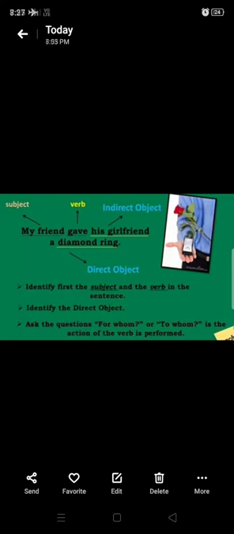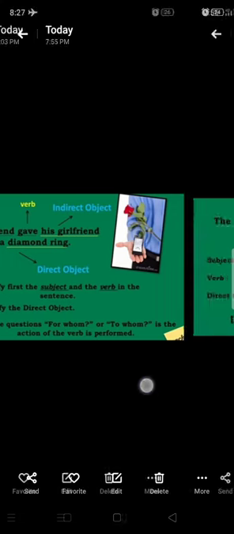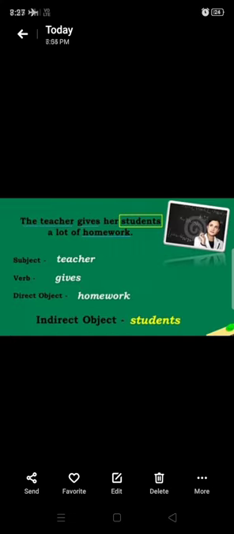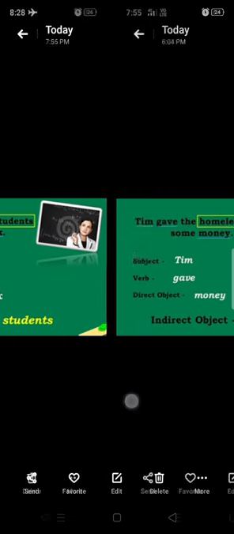Now let us look at another example. The teacher gives her students a lot of homework. Here, what did the teacher give? Homework, right? And the next question, to whom did the teacher give? To the students. So here, homework is the direct object and students is the indirect object.